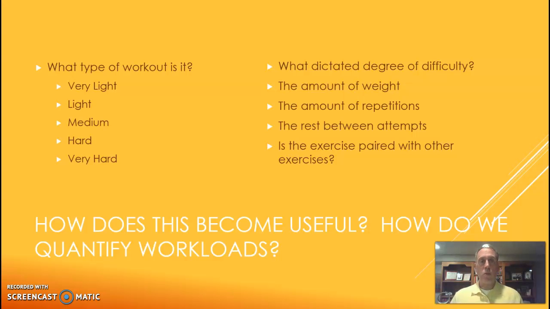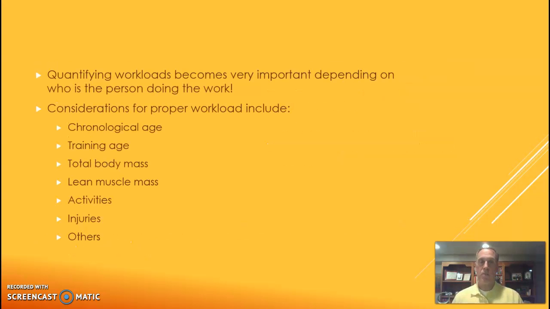So you have to look at this and go, okay, what am I doing in terms of the exercise? How much weight am I pushing? How many repetitions am I doing? What is the rest in between my sets to allow me to recover? And is this exercise being paired with other exercises? And then further, is it a power-oriented exercise or a strength-oriented exercise? Because those have different effects and demands placed on the central nervous system.